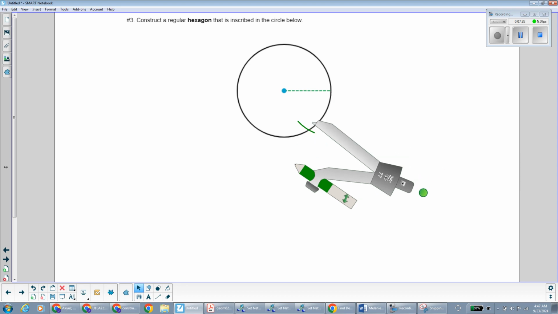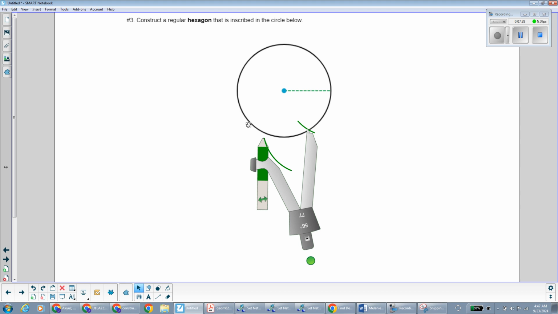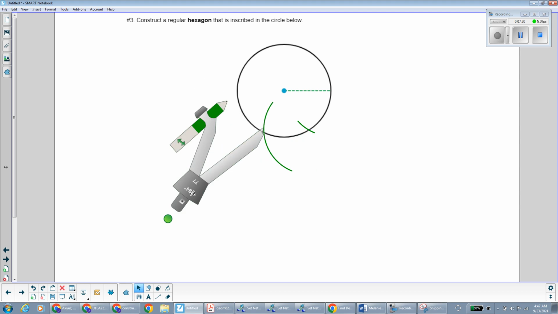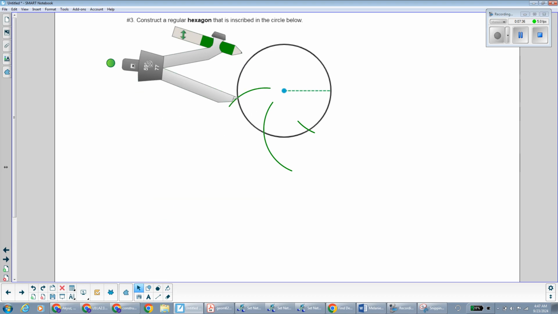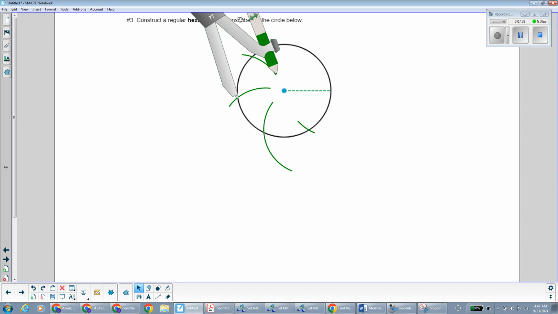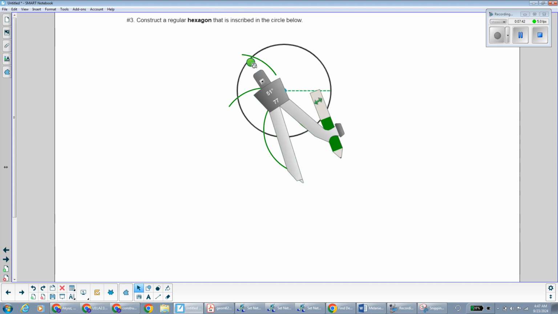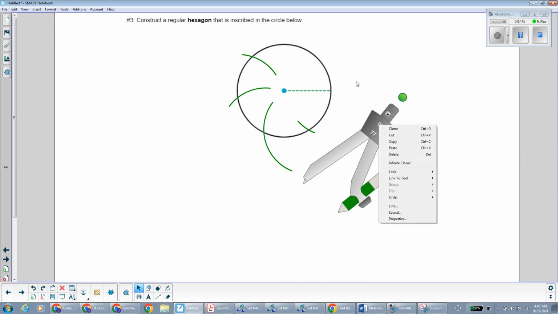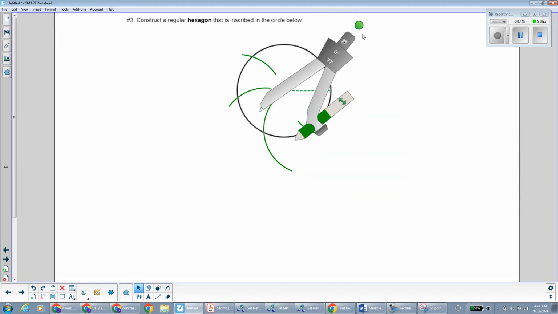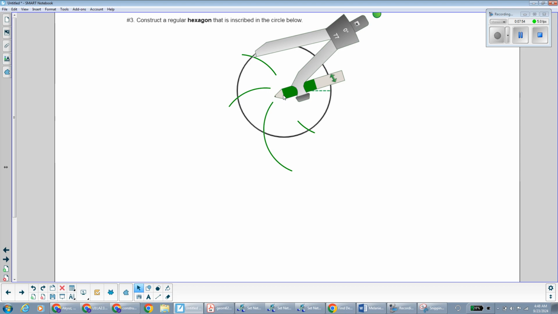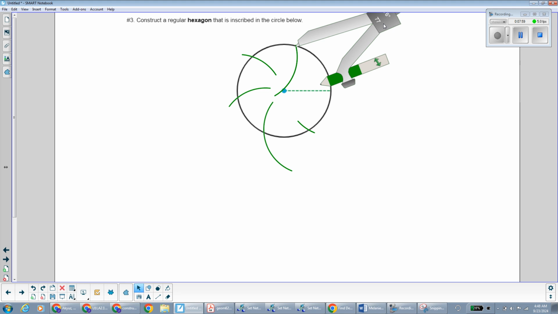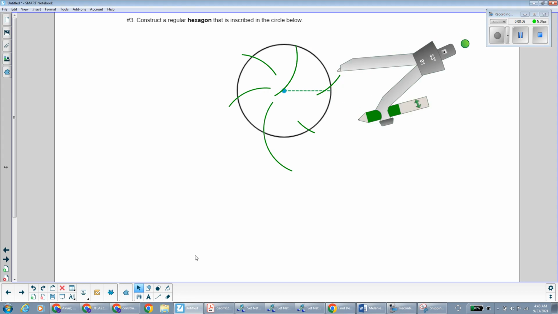See, instead of making a full circle, I'm making arcs, or a part of a circle. It's the same construction. The circle helps better see why it makes a regular hexagon or an equilateral triangle. But with the arcs, it's much less messy. It doesn't look as nice at the end though. And then you can just connect.